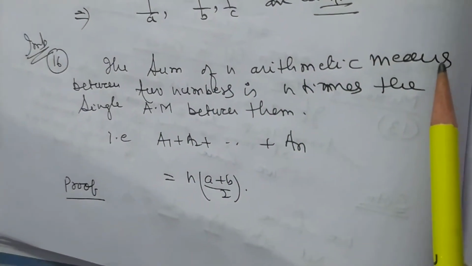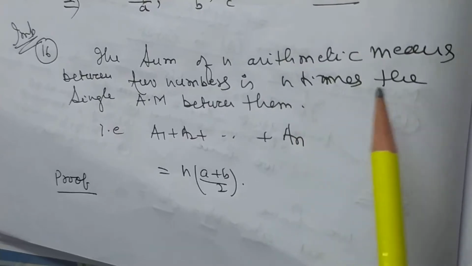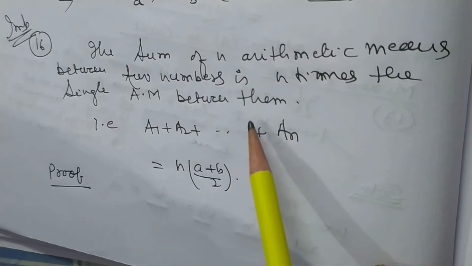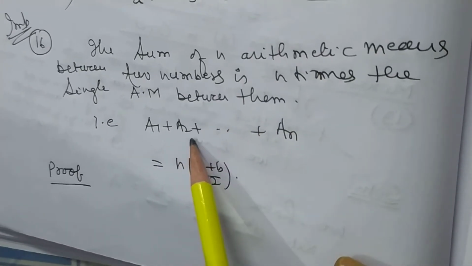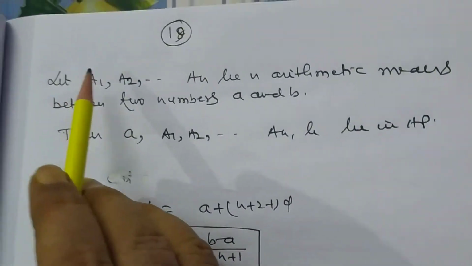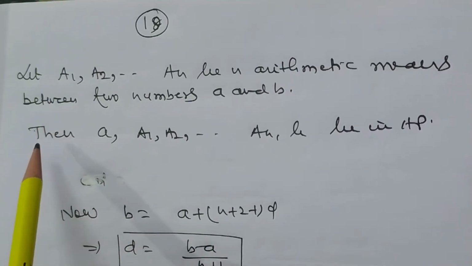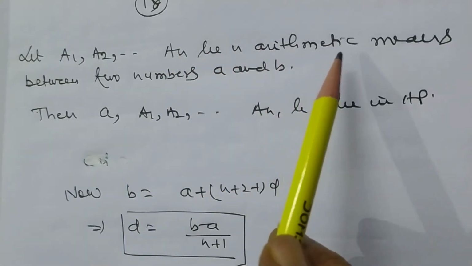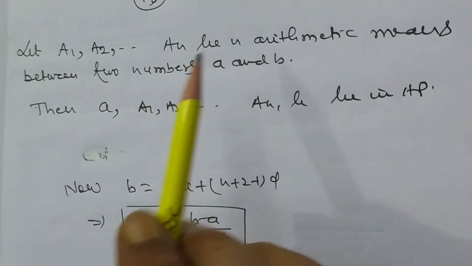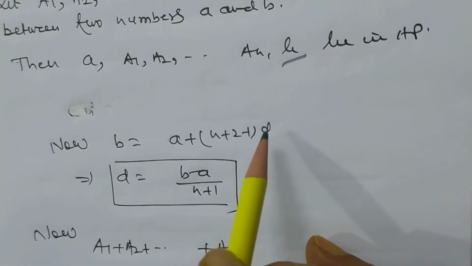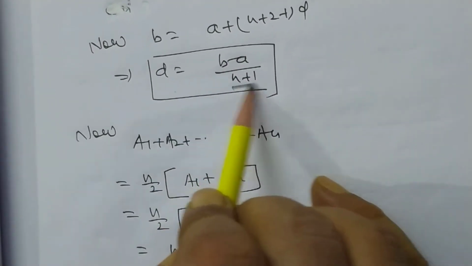The sum of n arithmetic means between two numbers is n times the single arithmetic mean between them. That is, a1 plus a2 plus so on plus an is equal to n times a plus b by 2. My dear student, this problem is also very, very important for multiple types of questions. a1, a2, so on, an are n arithmetic means between two numbers a and b. So b is equal to, b is the last term, a plus (n plus 2 minus 1) d. So d is equal to b minus a by n plus 1.